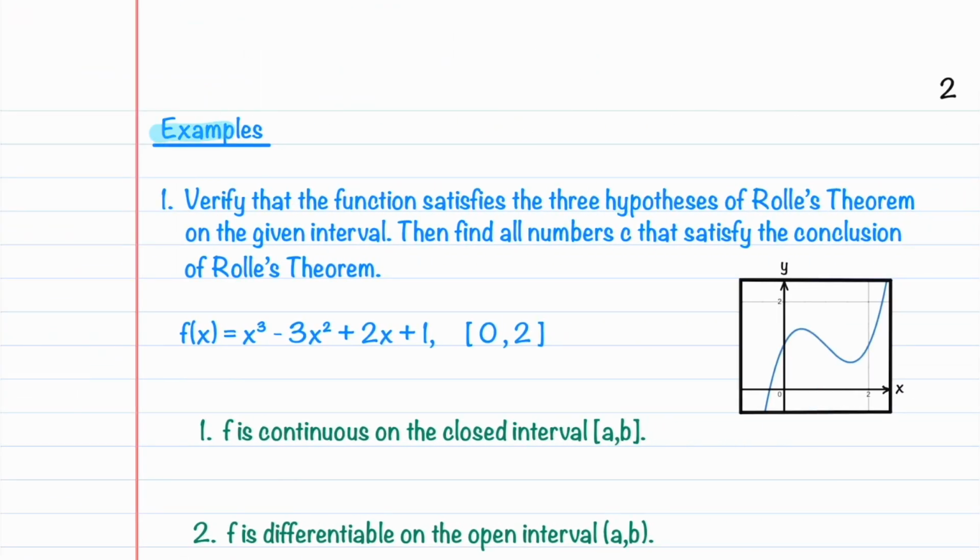We are going to look at some examples that involve the use of Rolle's theorem. Let's look at our first example. We are asked to verify that a function satisfies the three hypotheses of Rolle's theorem on the given interval. Then we are to find all numbers C that satisfy the conclusion of Rolle's theorem. The function f of x that we're given is x cubed minus 3x squared plus 2x plus 1, and the closed interval that we're given is from 0 to 2.